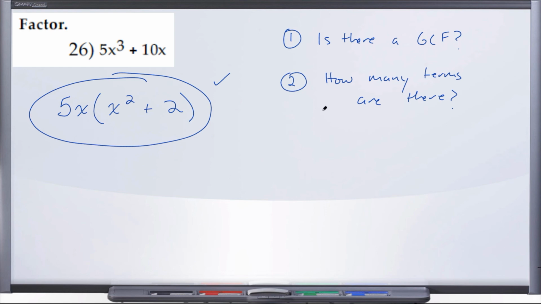All right, so hopefully you can kind of see, and we'll keep going over these as we factor, how these two questions will help you to determine not only how to factor, but what method of factoring to use. But number 26, there's your final answer, 5x times quantity x squared plus 2.